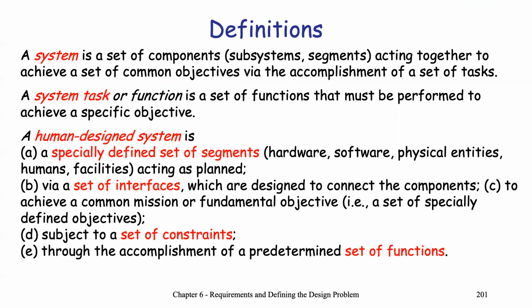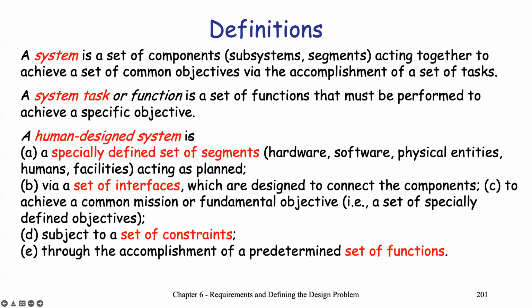So let's talk about some definitions. And so we're going to talk about systems, system task, human design system. So a system is a set of components acting together to achieve a set of common objectives. And so a system task or function is a set of functions that must be performed to achieve a specific objective. And so there's going to be a variety of functions that are going to be part of a system.